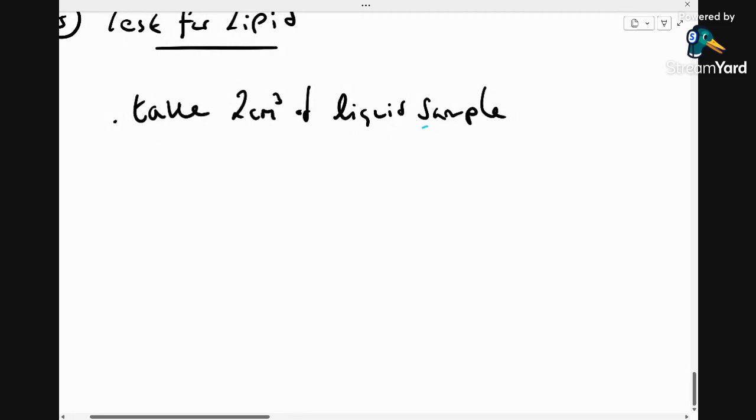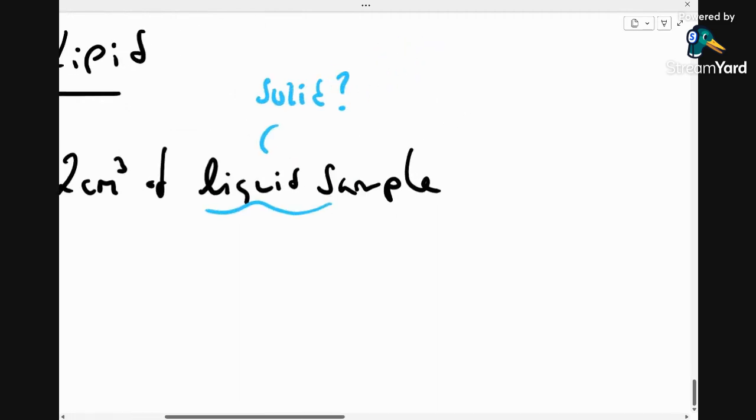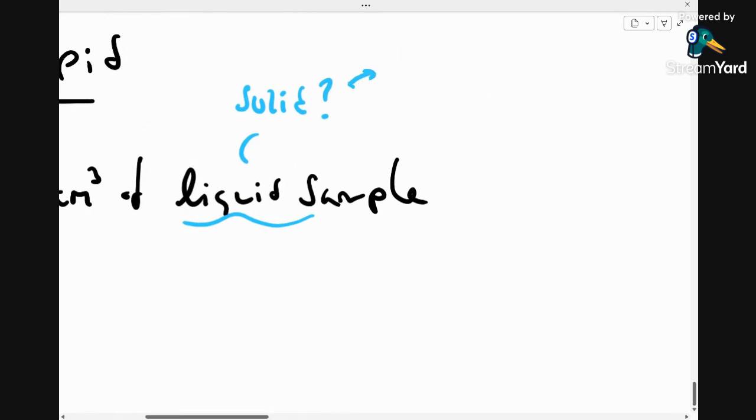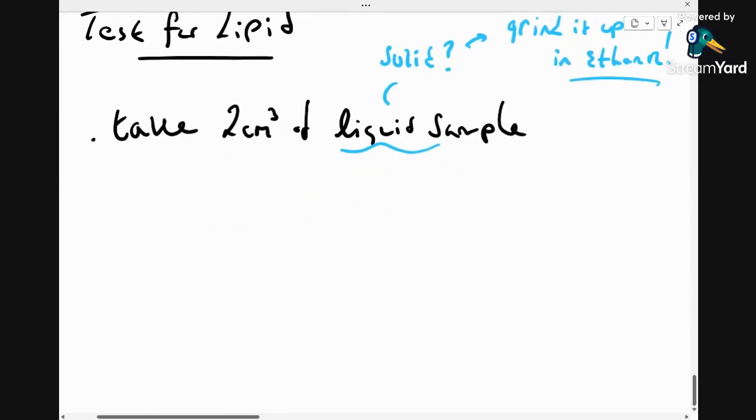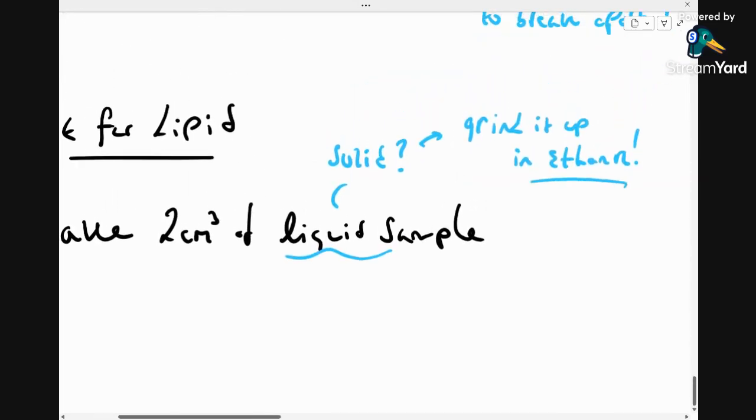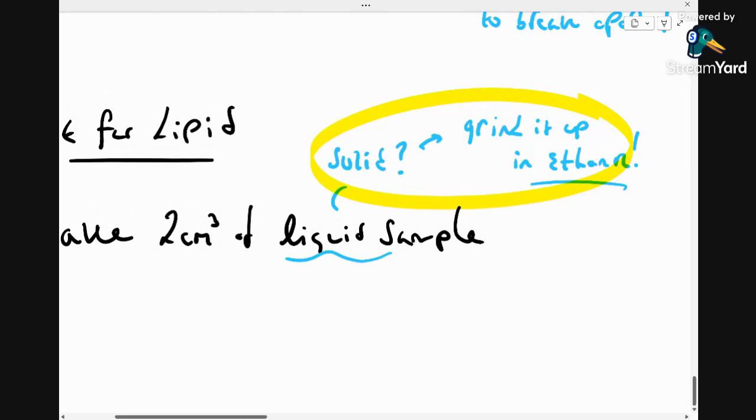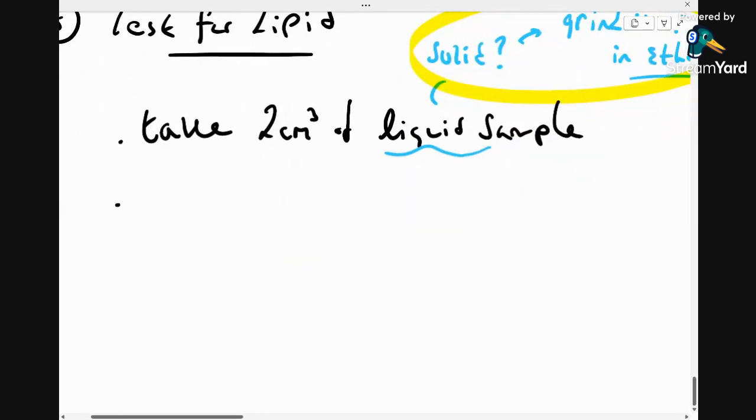If it is not a liquid, if it's a solid, something like a bit of cheese, you have to essentially grind it up in ethanol to make it a liquid. But assuming it's liquid, so you, by the way, do put that in an exam if it's a solid sample. But if it's a liquid sample, we take 2 centimeters cubed of it.